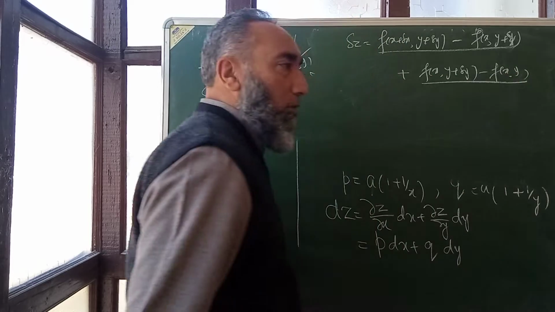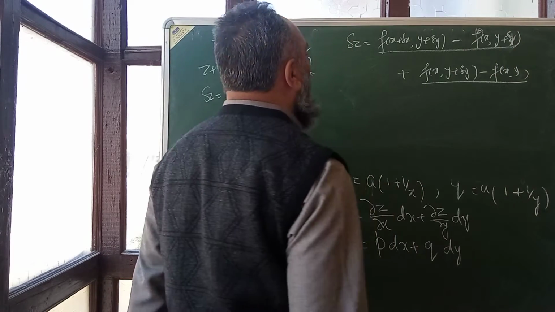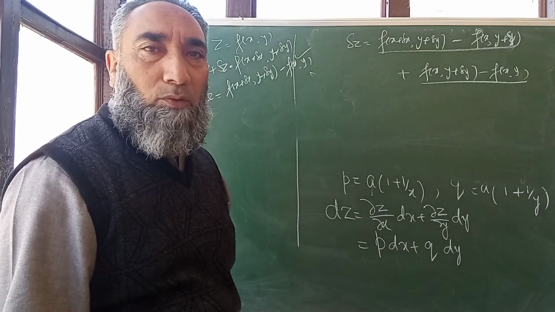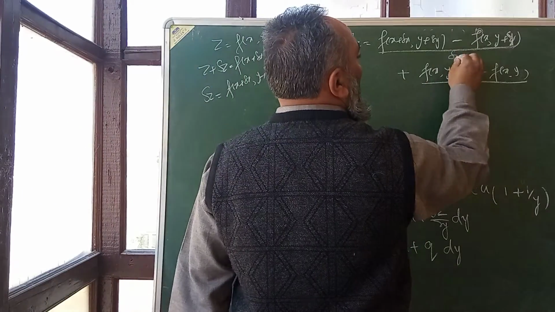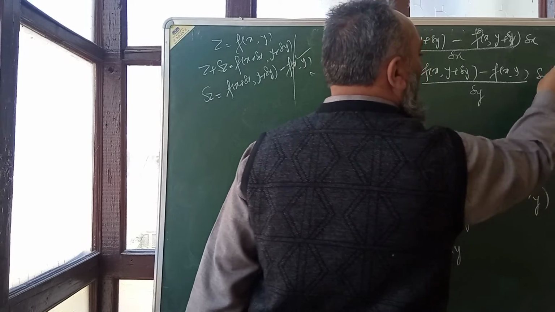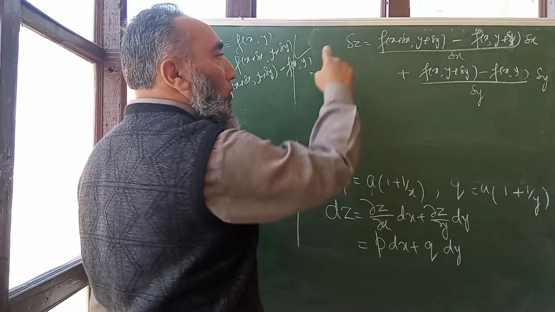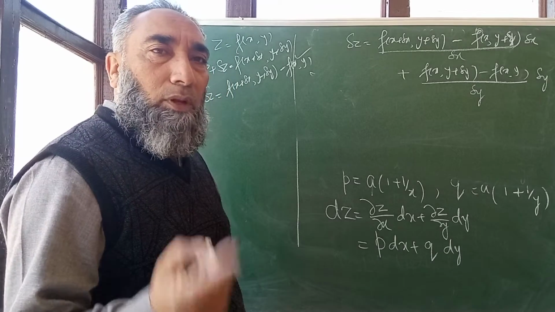These are two things now. I have added this and subtracted this, so it is only f of x plus delta x, y plus delta y minus f of x, y. Now let me multiply by delta x divided by delta x, and delta y divided by delta y, and take limits as delta z approaches 0. When delta z approaches 0, delta x and delta y will also approach 0.